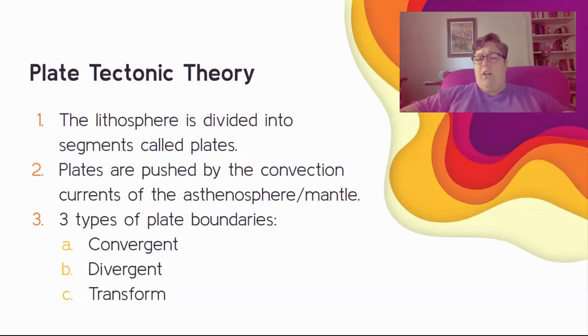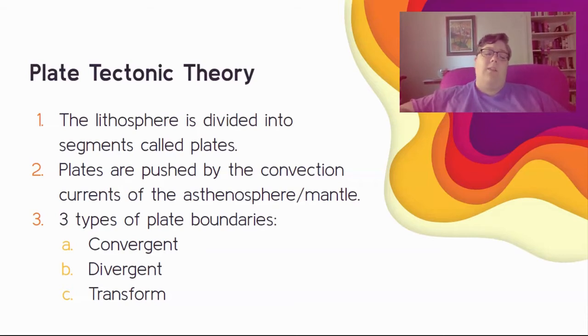The lithosphere, that solid rocky part, is divided up into segments. It's not one solid mass. We call these segments plates. These plates are movable, and they're movable because they're sitting on top of the more mobile asthenosphere that can get pushed around by convection currents in the mantle.